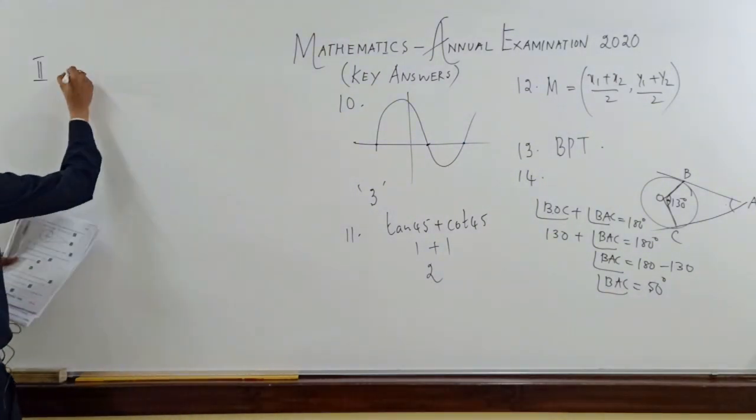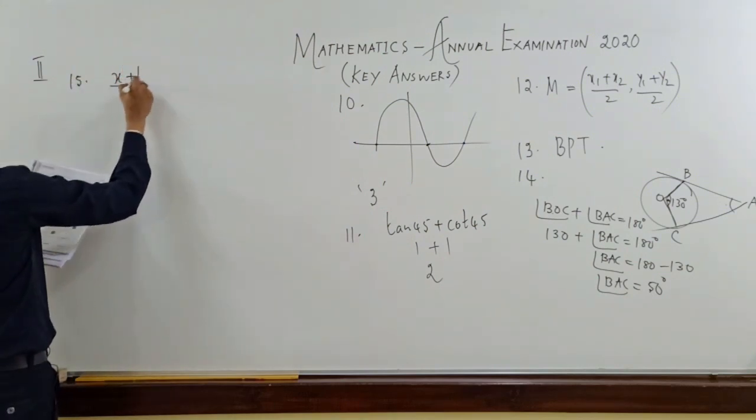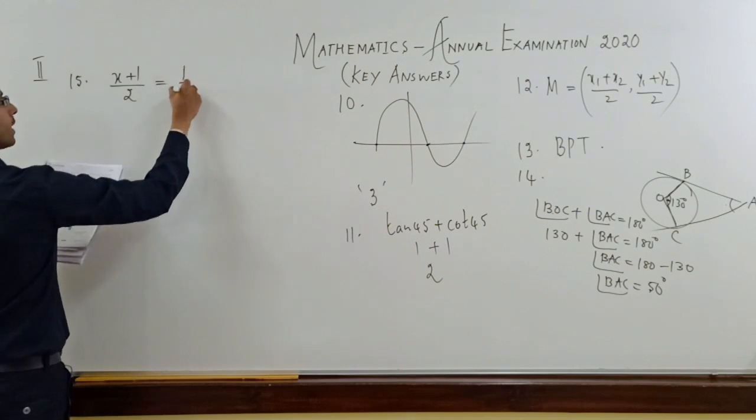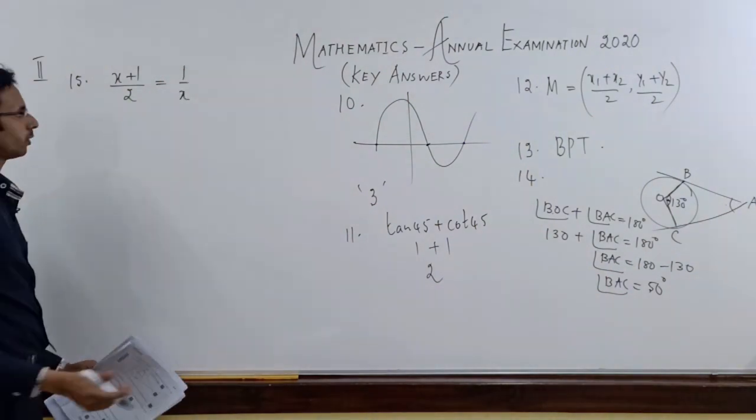Problem 15 is from quadratic equation. They have given (x plus 1) divided by 2 is equal to 1 by x. Express this in standard form. We know standard form is ax square plus bx plus c equal to 0.